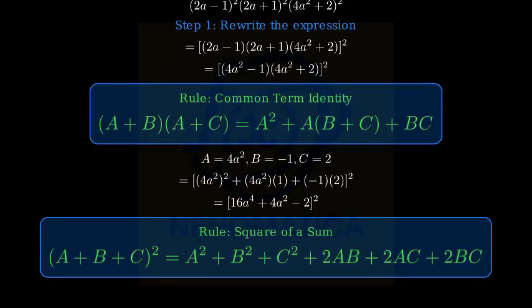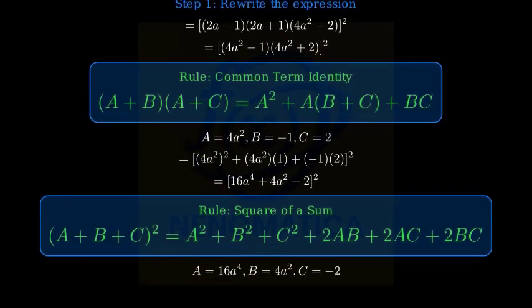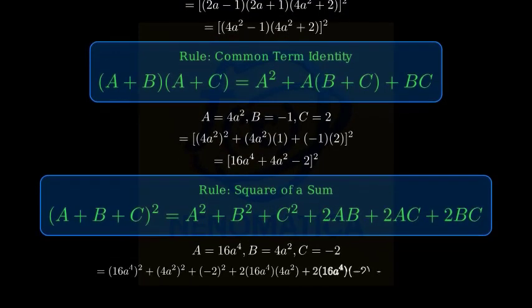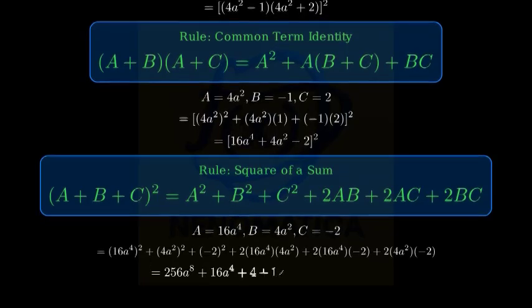For this, we'll use the formula for the square of a sum, which states that the square of a plus b plus c equals a squared plus b squared plus c squared plus 2ab plus 2ac plus 2bc. In our case, a is 16a to the 4th power, b is 4 squared, and c is -2. Applying the formula, we get the square of each term plus the cross products. Finally, let's simplify this expression.